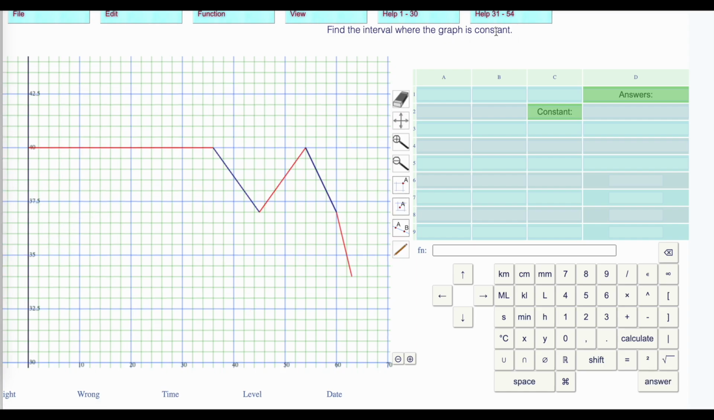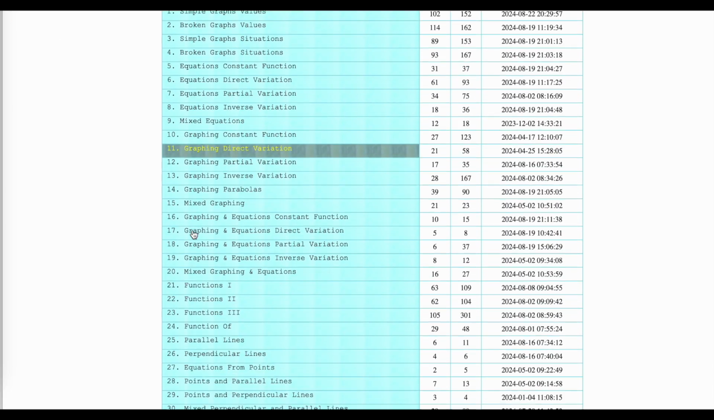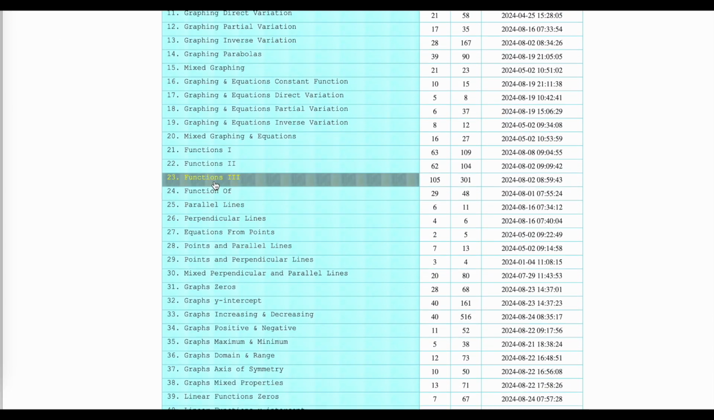Find the interval where the graph is constant. Here it's constant from 0 until this point. This is 36. When x is a member of [0, 36], close the bracket, press answer to see if we're right. Let's look at a linear function, or a line.